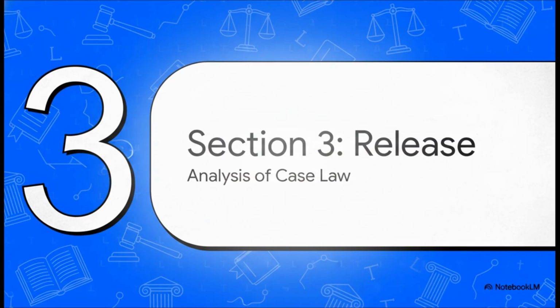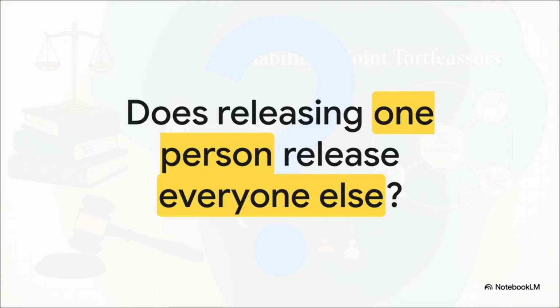This brings us to Section 3, Release of a Tortfeasor. Here, we will conduct an analysis of landmark case law to understand the legal consequences when a plaintiff settles with only one of several tortfeasors. The central question in this section is this: does releasing one person from a lawsuit release everyone else? The legal answer to this has evolved over time, as we will see through an examination of relevant case law.